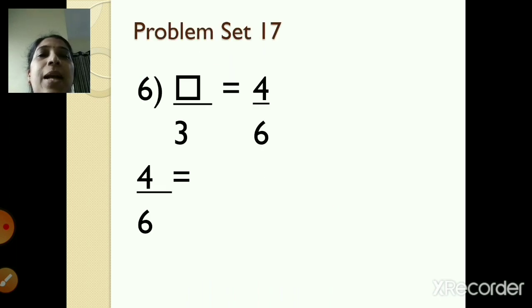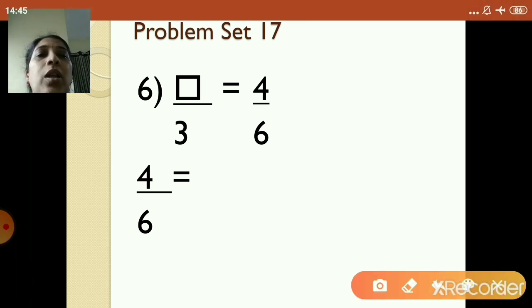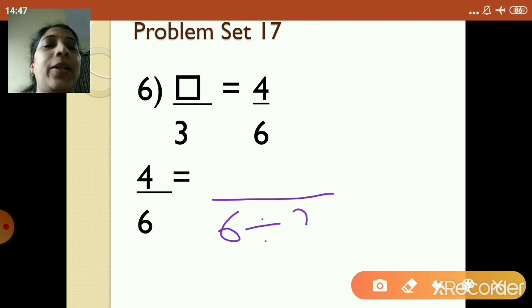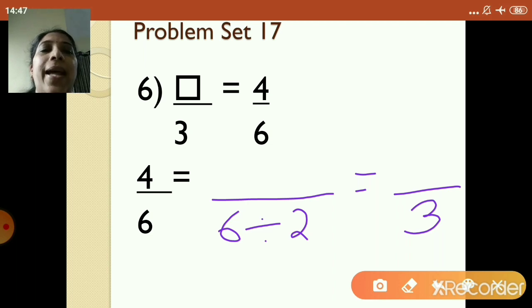So the sixth sum is box upon 3 is equal to 4 upon 6, right? So what are you going to do? You are going to find out the numerator, which is on the left hand side. So we are going to solve using 4 upon 6, right? When you divide 6 by 3, you get the answer 2, right? So what will you do? You will write 6 divided by 2. So when you divide 6 by 2, you get the denominator as 3.